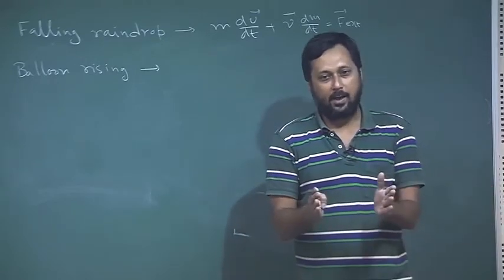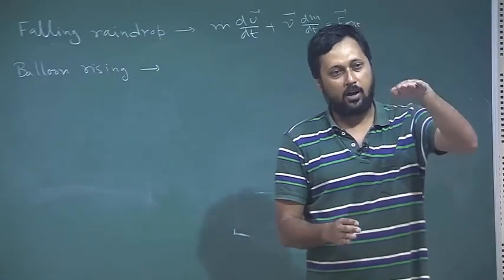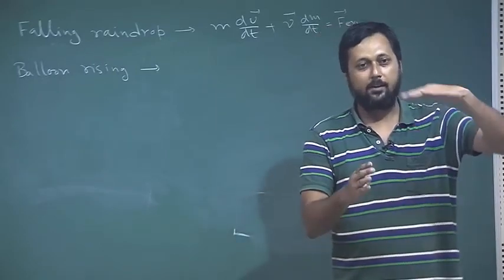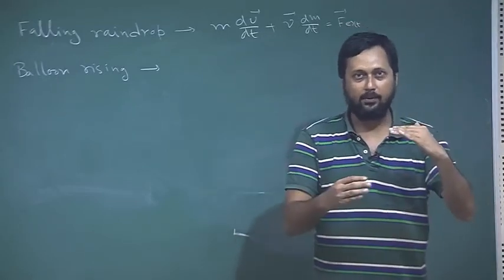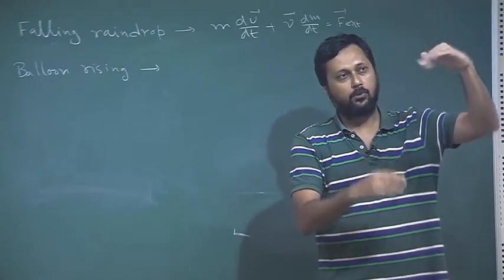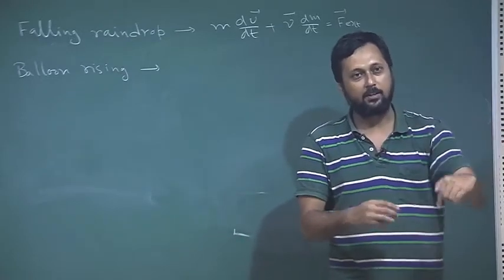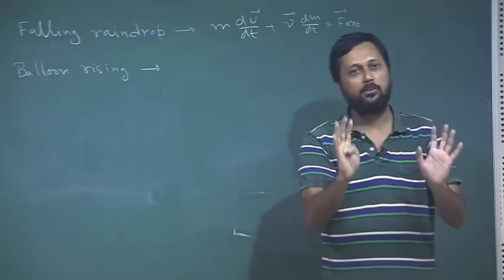But typically what happens, as the balloon goes up in the atmosphere, the air becomes thinner and thinner and the buoyancy force decreases. So, at some point the balloon will reach a standstill where the buoyancy force and the downward gravitational force are exactly balancing each other. So, the balloon will be stationary.